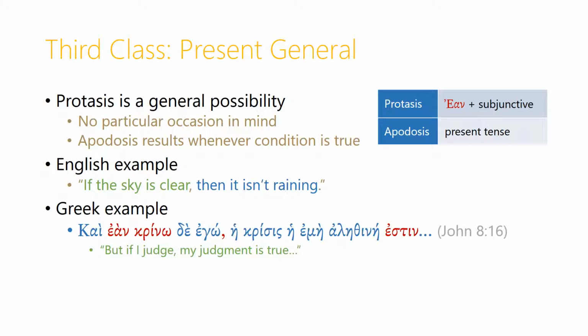So eon krino, if I judge, and there's no particular act of judgment in view, as there was in the last example. It's just if it happens at any point that I judge, then the result will be that my judgment is true. But we still have here a third-class condition. Eon plus the subjunctive krino, and in the apodosis, it doesn't really matter what tense or mood we have, but here we have a present tense verb. If I judge, my judgment is true.